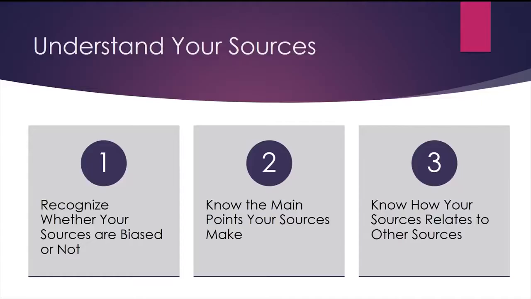You also need to know the main points that each of your sources make. And by doing that, you can start to understand how these sources relate to each other. So let's say you've got 10 sources, right? They're all credible. You don't have to worry about bias. You understand the points that they're each trying to make, and you understand how those relate to each other. Well, you can start to see the picture that they paint together. And that is where synthesis starts to be possible.